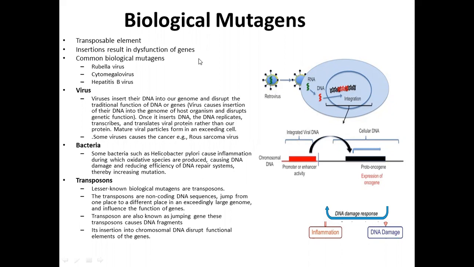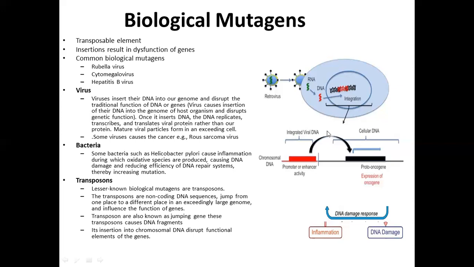And then we have what are known as transposons, which are simply jumping genes. They are non-coding DNA sequences that jump from one place to a different place in an exceedingly large genome, and this is going to influence the function of the gene. Their insertion in the chromosomal DNA is going to disrupt the functional elements of the genes.